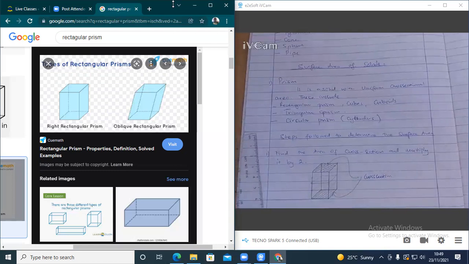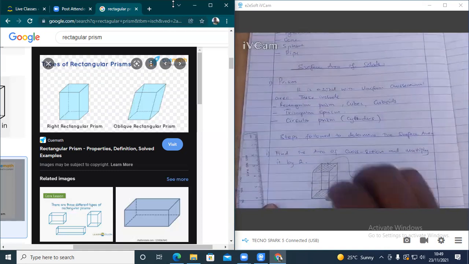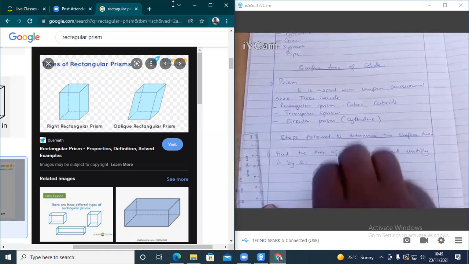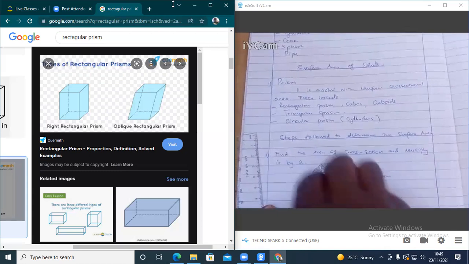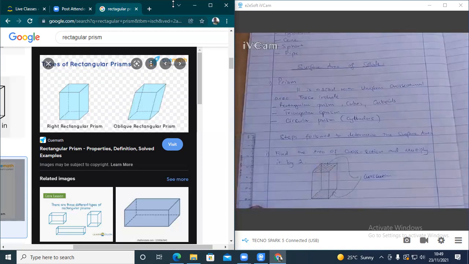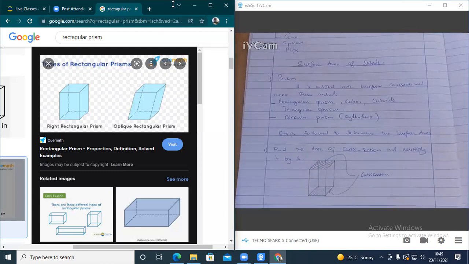So we multiply by 2 because there are 2. That's why there are 2 there. So there's this and this. So find the area of this one and then multiply it by 2. That is the first step.